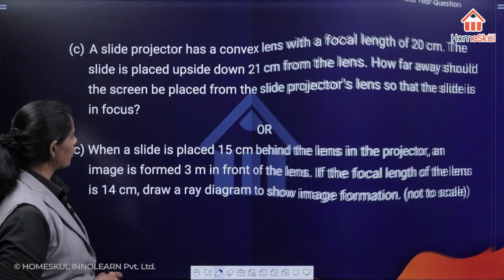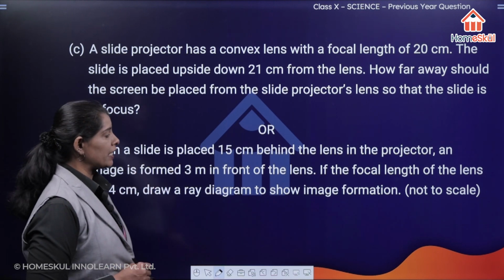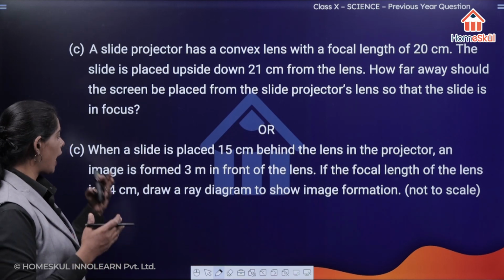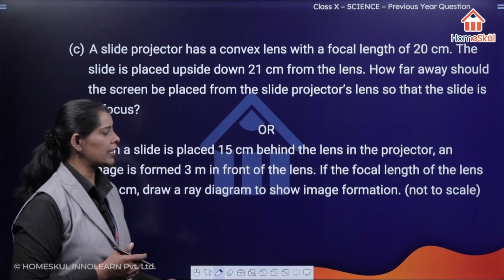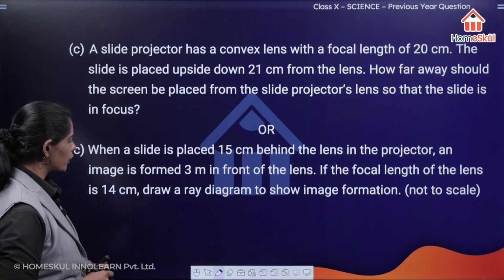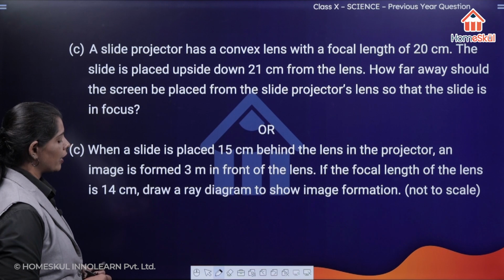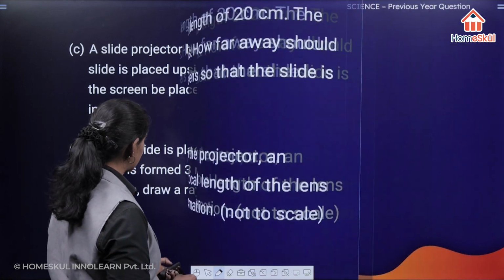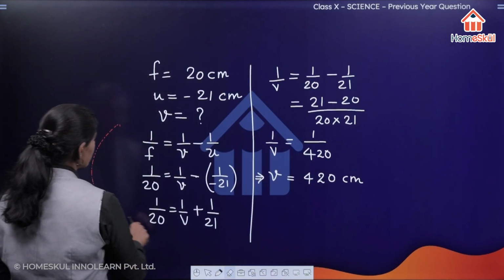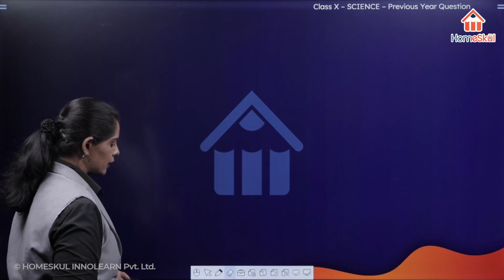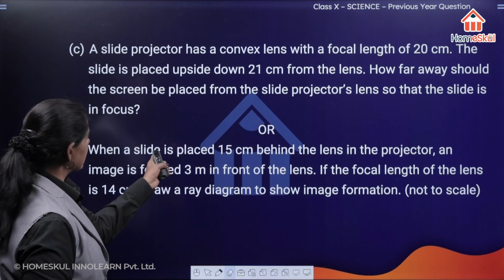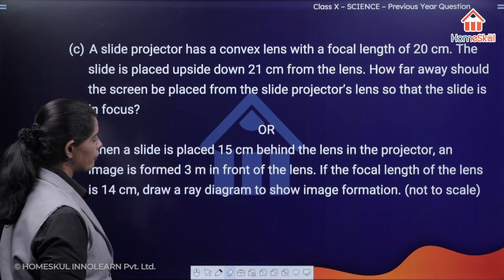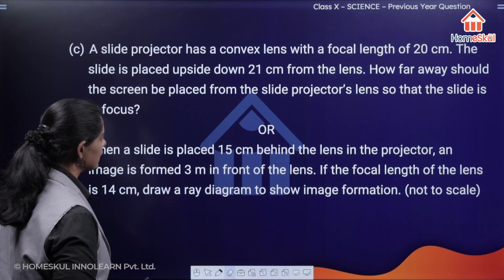Now, which is the next part of the question? When a slide is placed 15 centimeter behind the lens in the projector, an image is formed 3 meter in front of the lens. If the focal length of the lens is 14 centimeter, we have to draw a ray diagram to show the image formation which should not be up to the scale. So, let us draw the ray diagram here, which is not up to the scale. So, what all are given? Let's take the given values once again. The slide is placed 15 centimeter behind the lens in the projector and an image is formed 3 meter in front of the lens. Focal length is already given 14 centimeter.